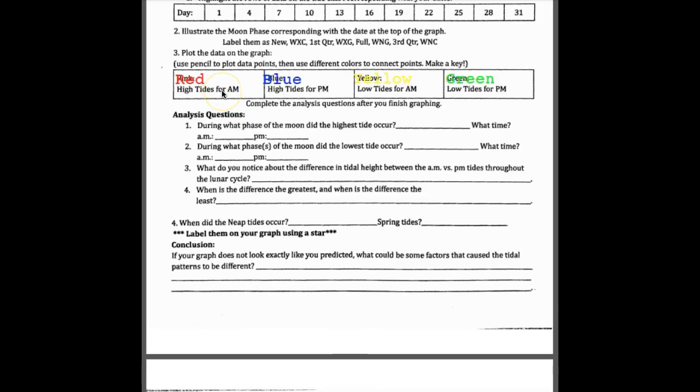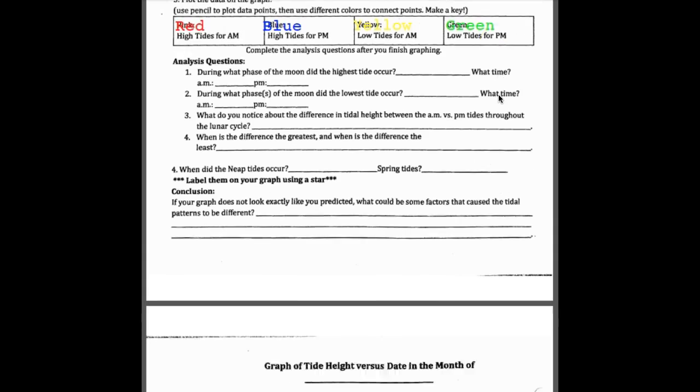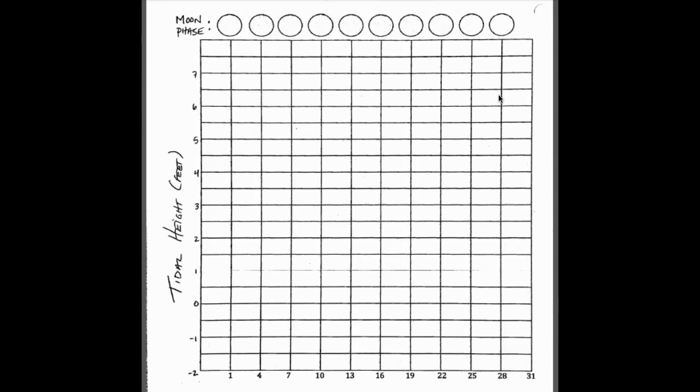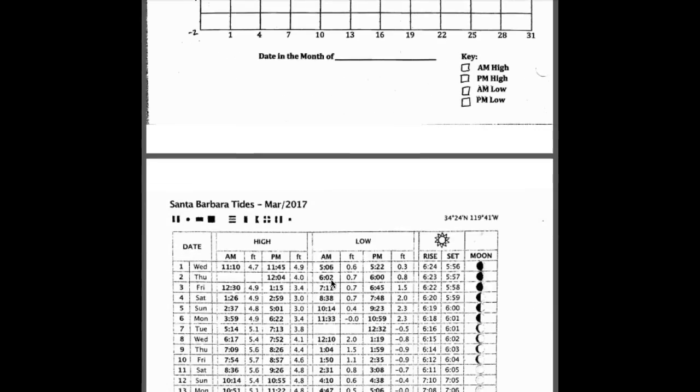When you go to your back lab station today, there will be 4 colored pencils in each one of the cups. You'll have a red colored pencil, which you will use to graph your high tide data for AM, your blue colored pencil for your high tide data for PM, your yellow colored pencil for your low tides for AM, and your green colored pencil for low tides for PM. So you will make 4 line graphs onto this single graph. So when you're all done, you will have 4 total graphs.